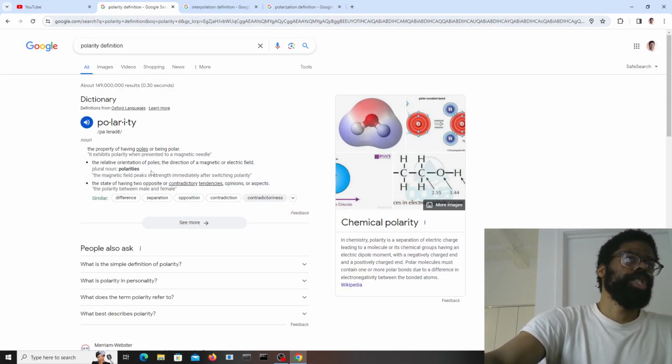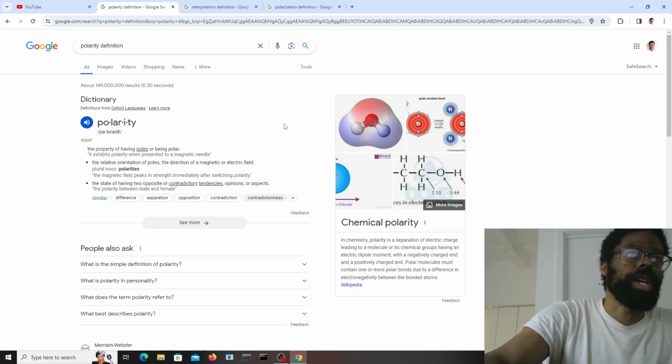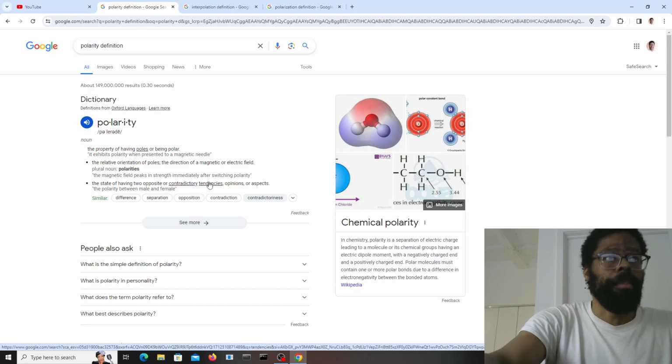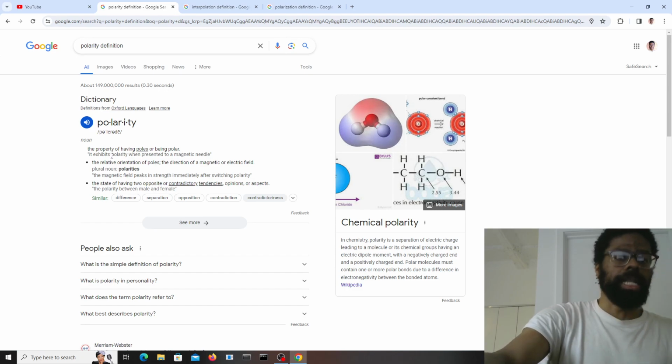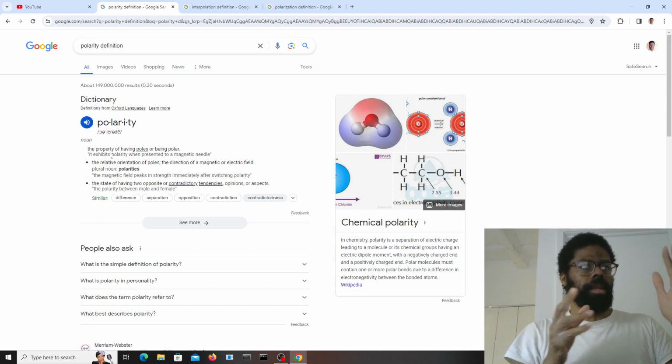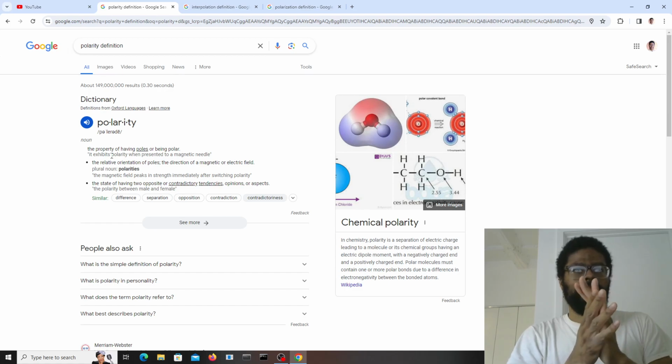So polarity is a noun: having the property of having poles or being polar; the relative orientation of poles, the direction of a magnetic or electric field; the state of having two opposite or contradictory tendencies, opinions, or aspects. So basically it's the property of having two opposites.